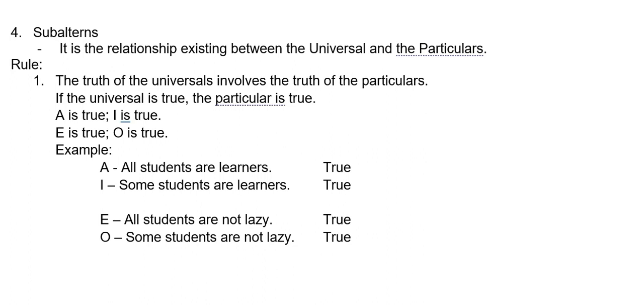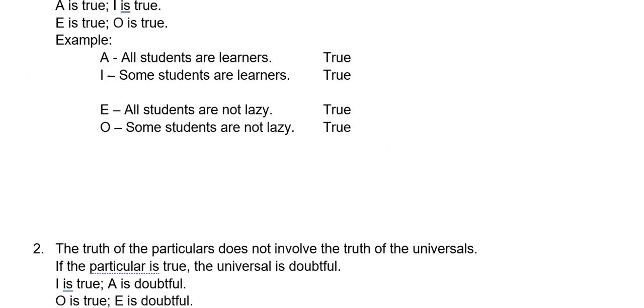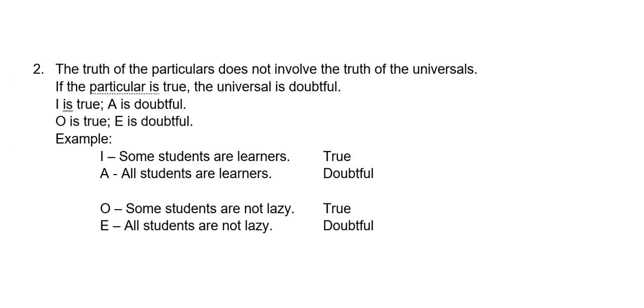In like manner, E and O. If E is true, such as all students are not lazy, then some students are not lazy is also true. So that is the first rule. The second rule, the truth of the particulars does not involve the truth of the universals. So that if the particular is true, the universal is doubtful.